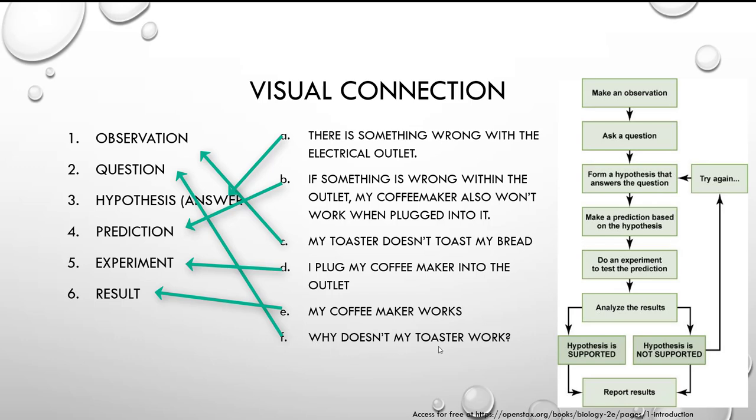Why doesn't my toaster work? Hypothesis: there is something wrong with the electrical outlet. If something is wrong with the outlet, my coffee maker also won't work. Experiment: I plug my coffee maker into the outlet. Result: my coffee maker works.